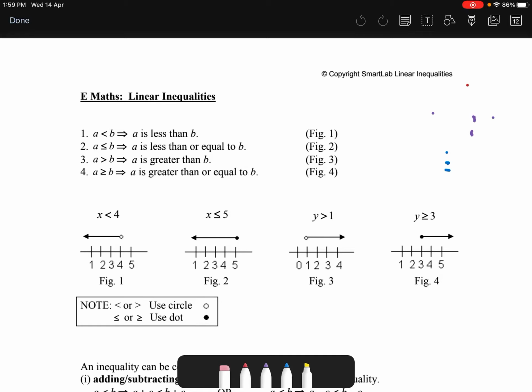Alright, so this is EMAT's linear inequality chapter. From what we have learned, whenever we solve an equation, we have something like 2x plus 1 equal to 3. If I want to solve for x, I will get 2x equal to 2, then x equal to 1. So I know the exact value of x, which is equal to 1. But for inequality, we do not know the exact value of x. We only know that it is more than or less than.